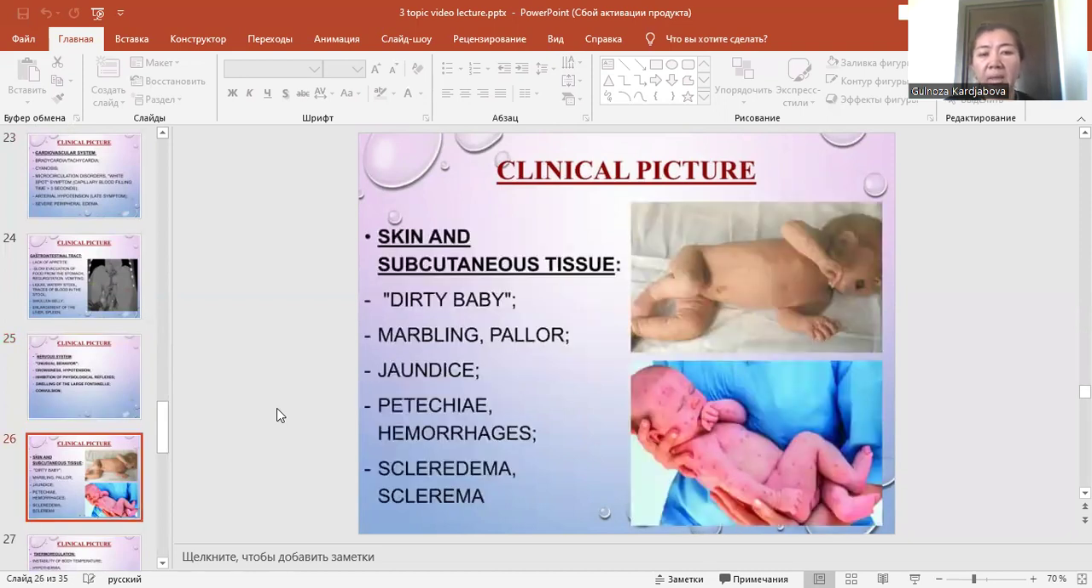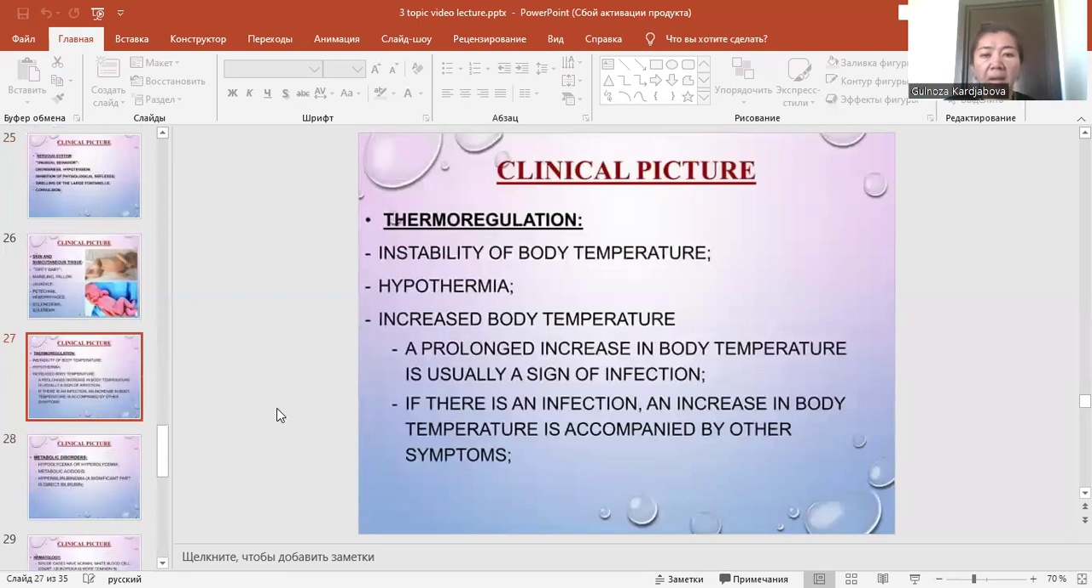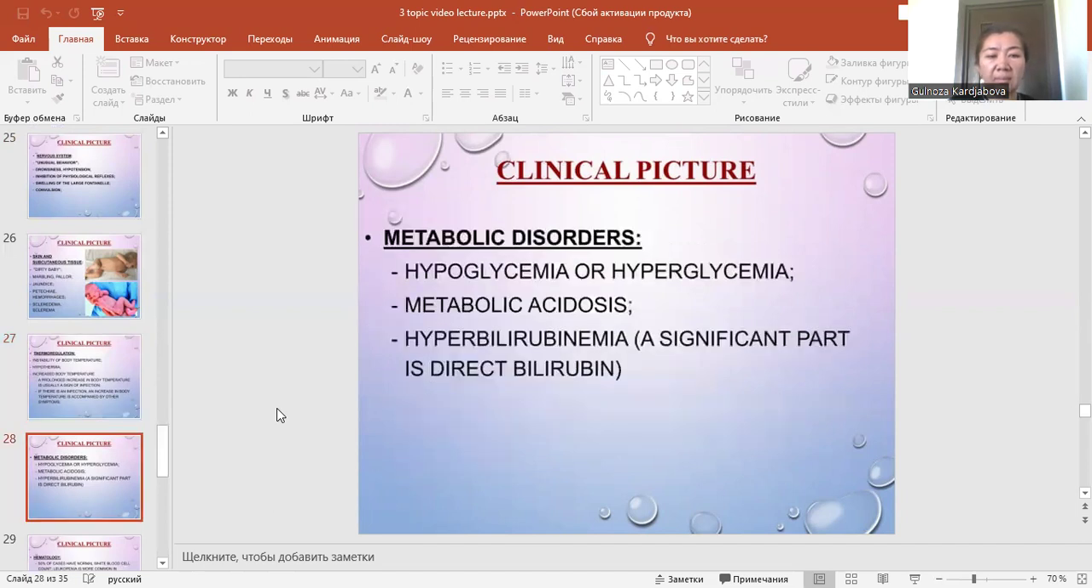Clinical picture from skin and subcutaneous tissue: dry, dirty baby, marbling, pallor, jaundice, petechial hemorrhages, and sclerema and scleredema. Clinical picture, thermoregulation: instability of body temperature, hypothermia, increased body temperature. A prolonged increase in body temperature is usually a sign of infection if the increase in body temperature is accompanied by other symptoms.